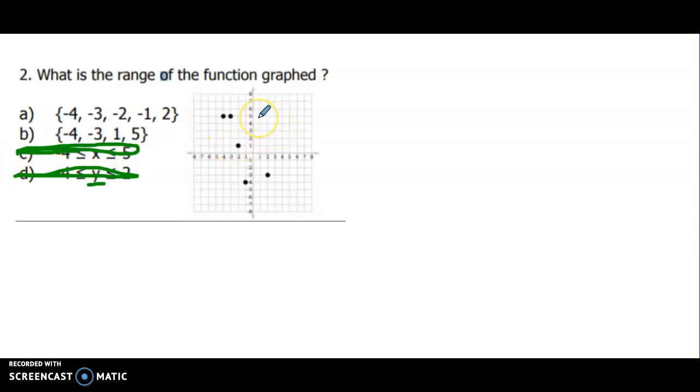Now my range is where points fall on the y-axis. So I can see it falls on the 5, the 1, the -3, and -4. So 5, 1, -3, and -4. There we go. That is my range.